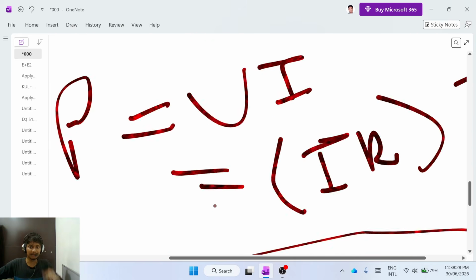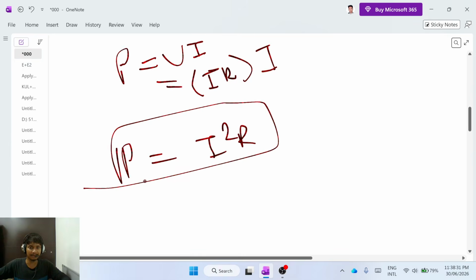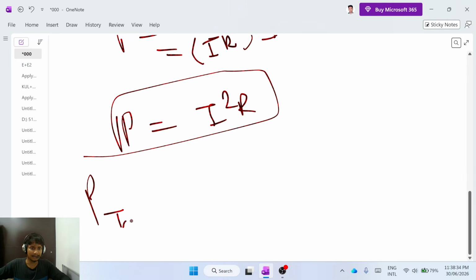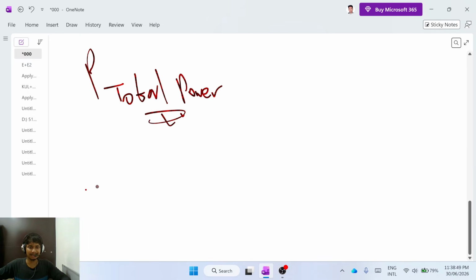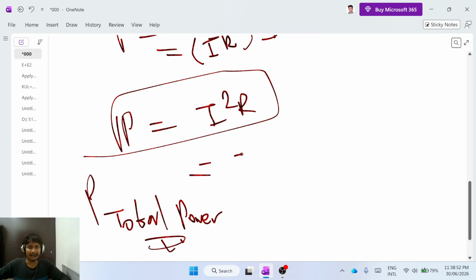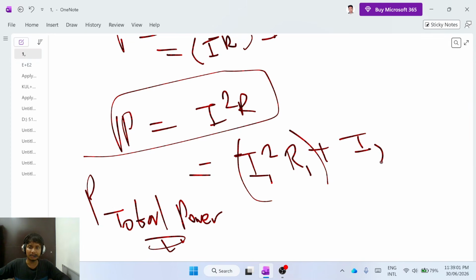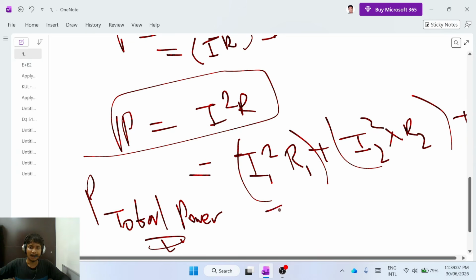That's why P is equal to I square R. Now the total power dissipation, P total, is equal to I1 square into R1 plus I2 square into R2 plus I3 square into R3.